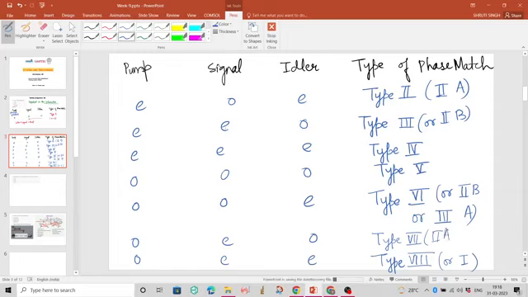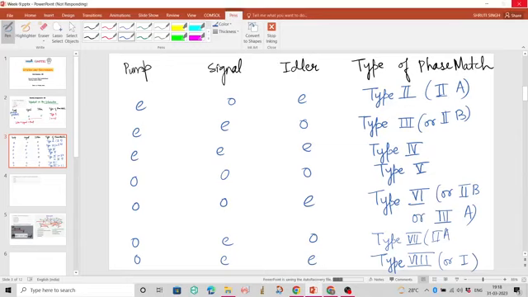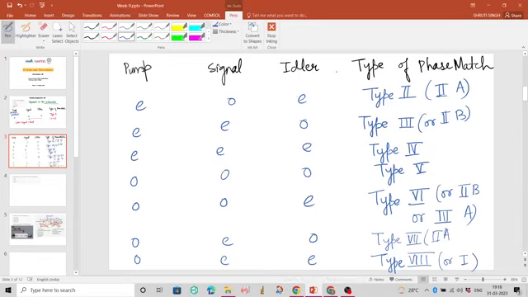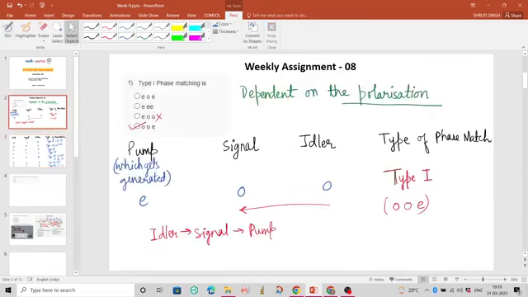Also we can see, where is the cursor, yeah, this is type 2A, correct. So these are the different phase matching conditions. So our question was type 1 only. So type 1 is this.